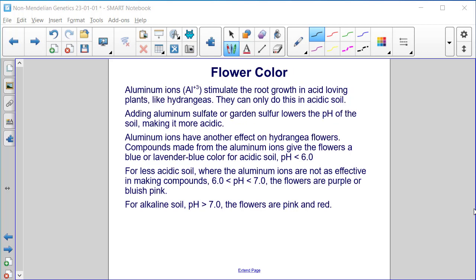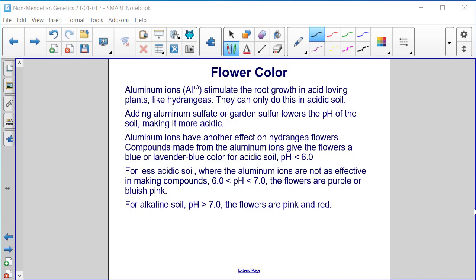Flower color. Aluminum ions, aluminum +3, stimulate the root growth in acid-loving plants like hydrangeas. They can only do this in acidic soil. Adding aluminum sulfate or garden sulfur lowers the pH of the soil, making it more acidic. Aluminum ions have another effect on hydrangea flowers.